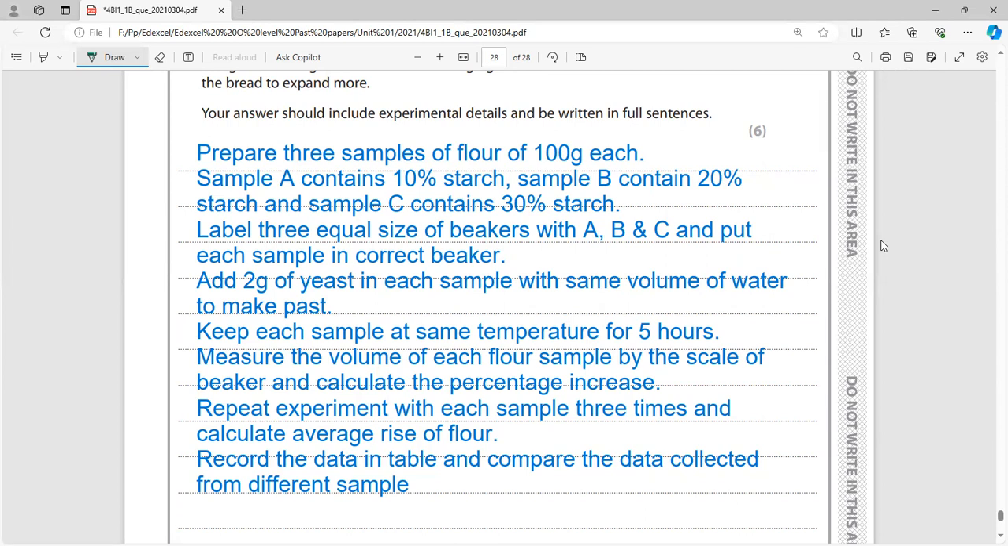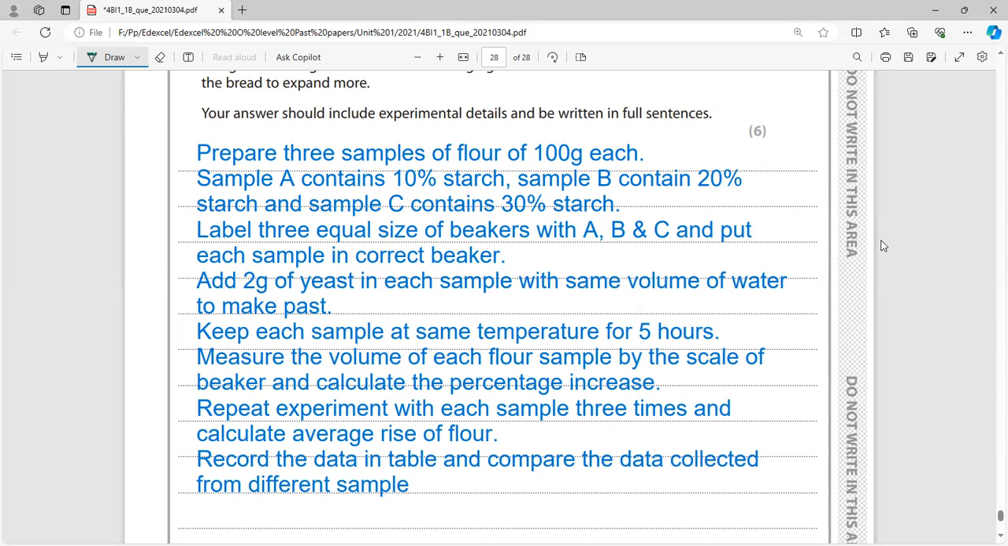So you need to write that and keep each sample at the same temperature for 5 hours. So you can see in this sentence here, same temperature, that's one constant value, and the 5 hours, the time, is also constant. Next, we have: measure the volume of each flour sample by the scale of the beaker and calculate the percentage increase. That's recording the result method. So this is for 1 mark, how you're recording your results.